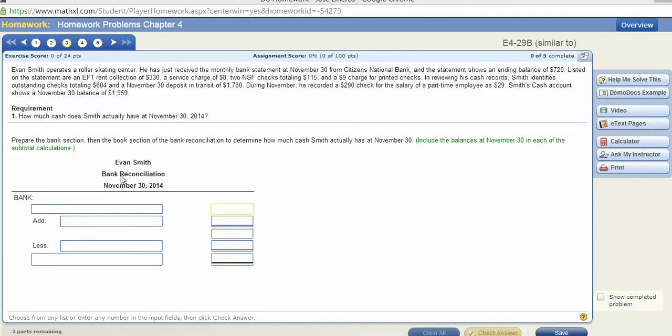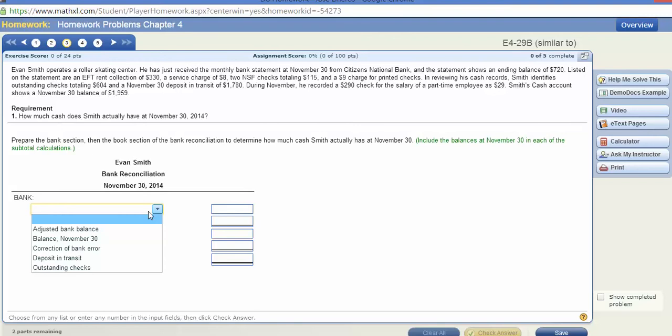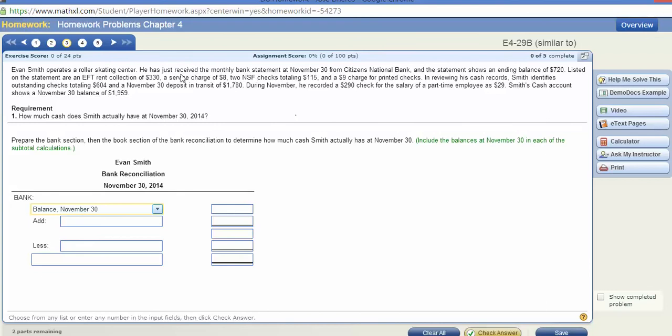Notice that the bank rec, as I've said previously, is the easiest one to start with. So let's go up here and we'll start with the beginning balance, the ending balance on November the 30th. It says here, roller skating rink. He has just received the monthly bank statement on November 30th from the bank. In the statement, the bank thinks, hey, this is how much cash you have. It shows an ending balance of $720. Okay, so that's the bank's version of the truth.